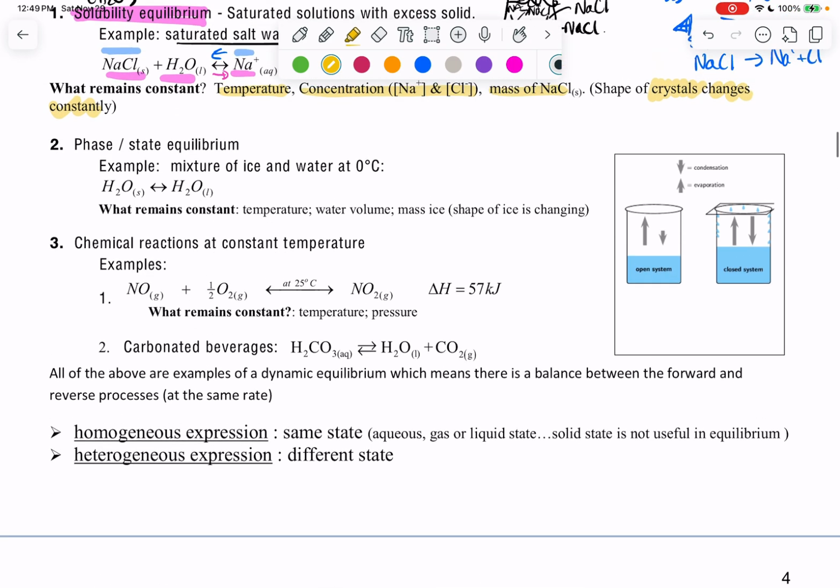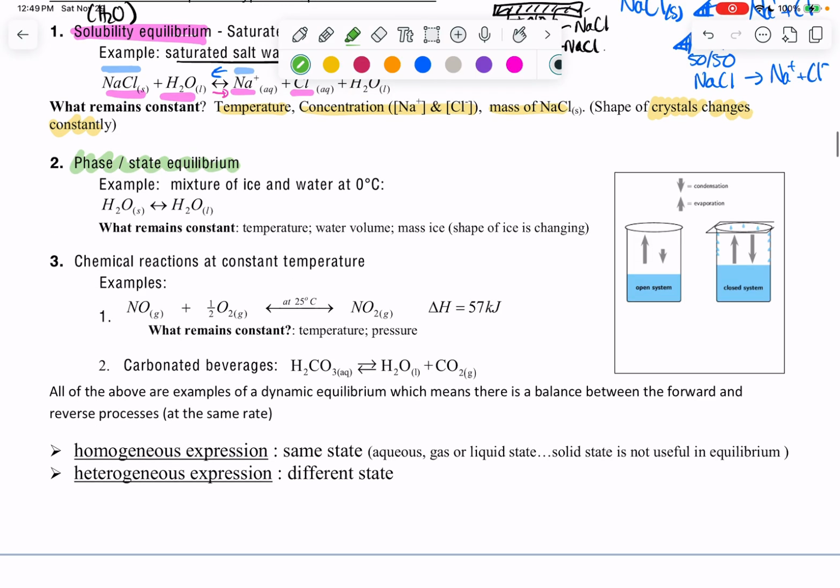Another type of equilibrium is a phase or state equilibrium. An example of this is ice and water at 0 degrees Celsius. We know that this is the freezing point of water. Freezing and melting point of H2O.